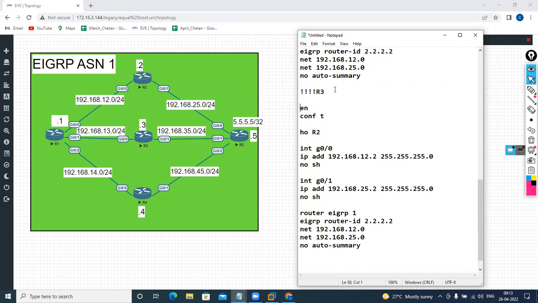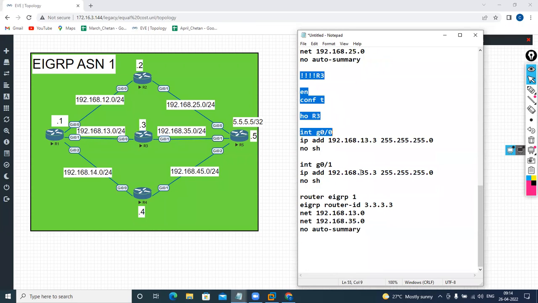Now on R3, Z0/0 will be 13.3 and Z0/1 will be 35.3. Router EIGRP 1, router ID will be 3.3.3.3. You need to advertise 13.0 and 35.0. No auto-summary. This is the configuration on R3.